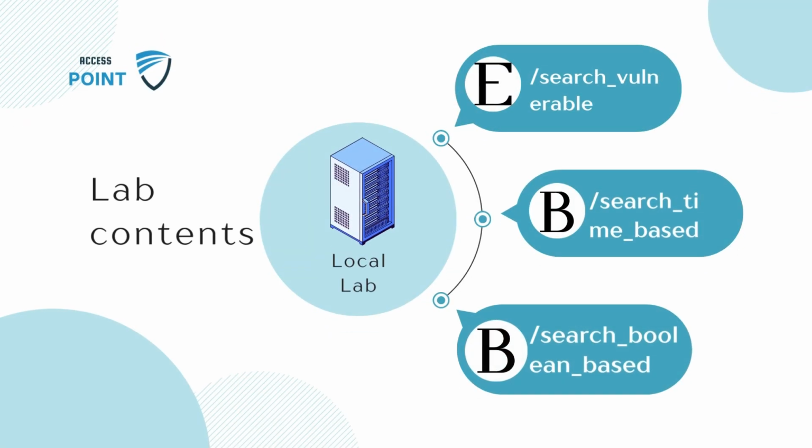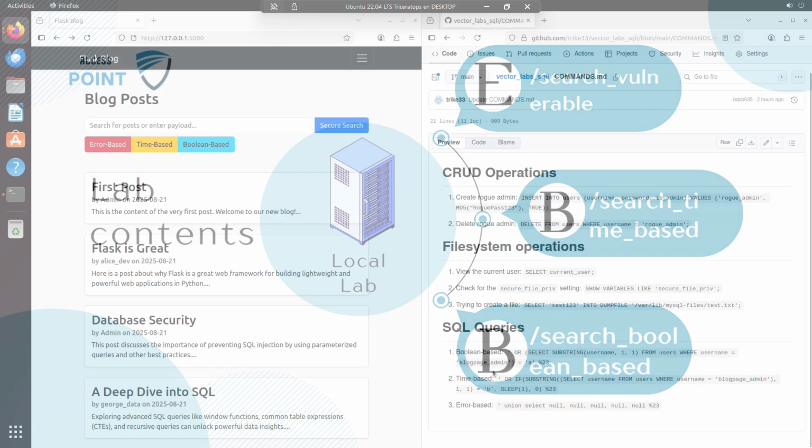Fortunately, our local lab contains 3 different endpoints, one for each SQL injection type. We have /search_vulnerable, which contains an error-based and a union-based vulnerability. Then we have /search_victim_based for time-based injections, and finally /search_boolean_based for Boolean-based injections.